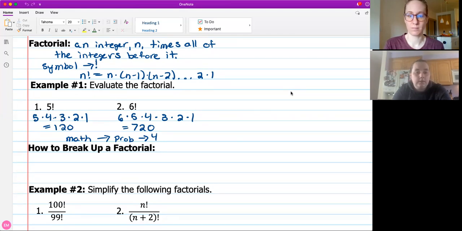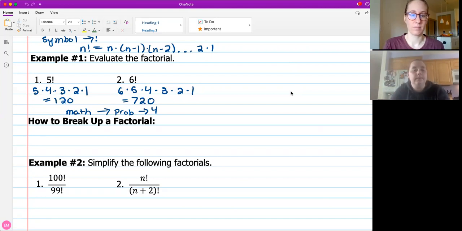Another way that you could have done number 6 too is if you know you're working with 6 factorial and you just figured out what 5 factorial is, you can always just take 6 times 120 because 5 factorial is part of it. But to make it a little easier, because you've already done the work for part of that.